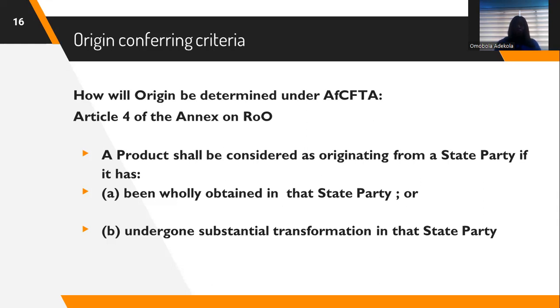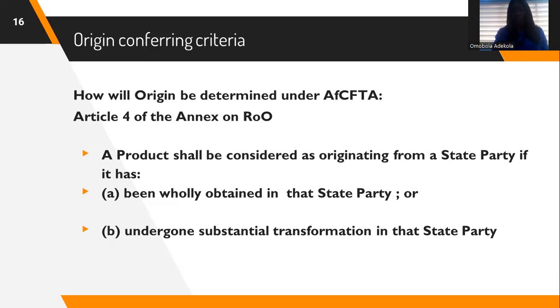You are going to check if the good has been only obtained in that state party of the AfCFTA. Has it been only obtained in Nigeria? So if you are going to export it out, you need to determine if the good was only obtained in Nigeria, or if it is not only obtained, did it undergo substantial transformation in Nigeria before you can export it, for your product to enjoy preferential treatment under the AfCFTA? If it's not only obtained in Nigeria, has it undergone substantial transformation in Nigeria?